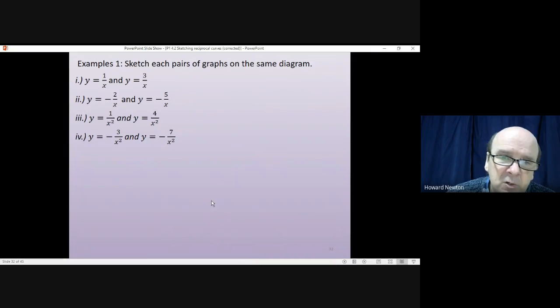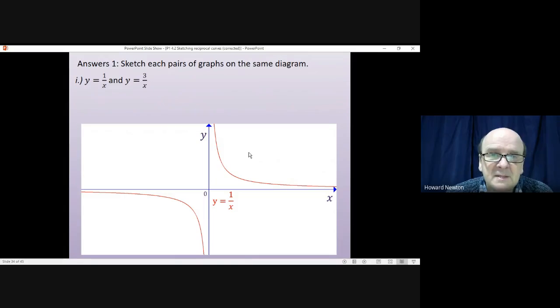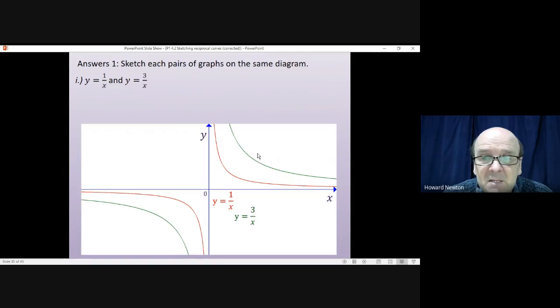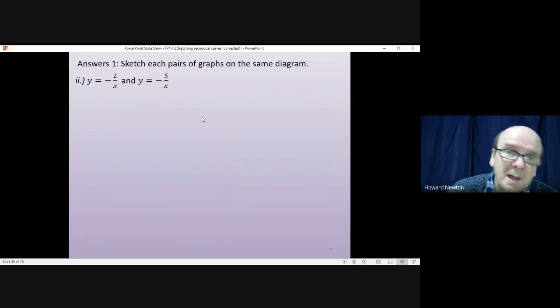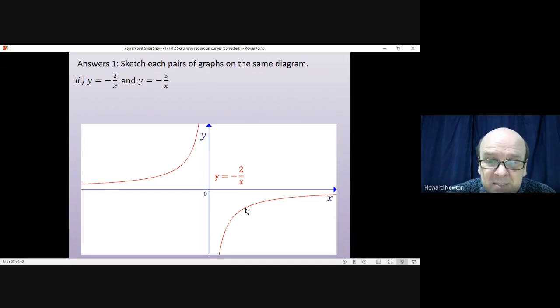Okay, let's have a look. So the first one is just y equals a over x, where a is a positive number. Well, we know the general shape of that. So y equals 1 over x would look something like this. Y equals 3 over x, same shape, but further away from the axes. Something along those lines would do fine. Second question, y equals minus 2 over x. Well, minus 2 over x, minus a over x, always has this general shape. And if we have to draw y equals minus 5 over x on the same axes, again, same general shape, but a bit further away from the axes. You'll get something like that.